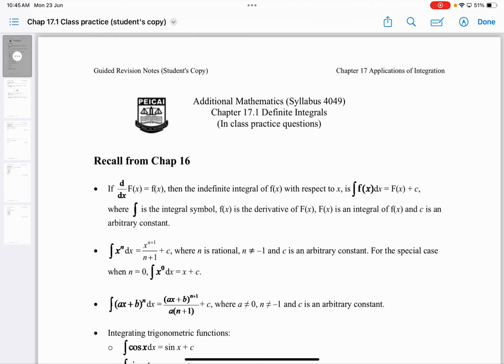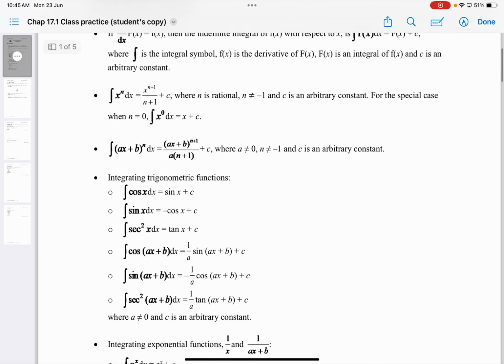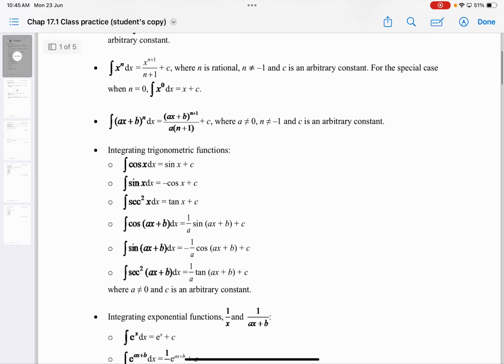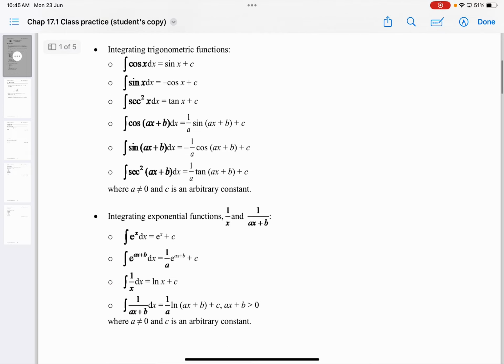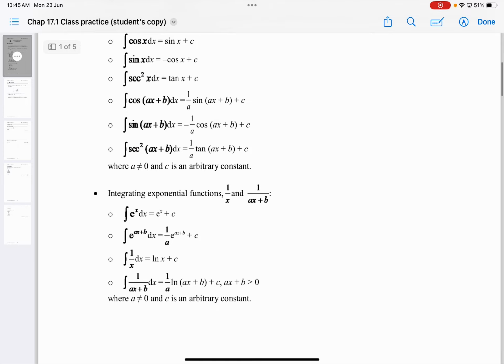Okay, so you will have received this worksheet, right? And all the things you have learned from chapter 16 are already parked under the first page of the worksheet. So all the different integration formulas that you are supposed to know are here. So you can refer to this list of formulas as you do this worksheet.